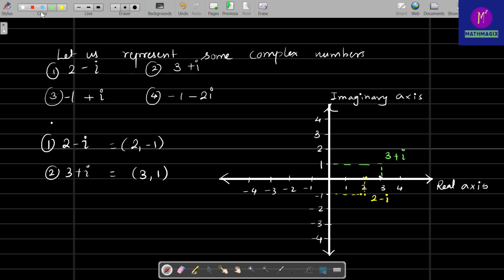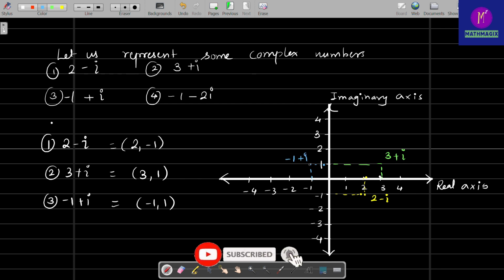Then let us represent another point, that is minus 1 plus i, which is nothing but minus 1 comma 1 in the coordinate form. Let us try to represent this as well. So minus 1 distance on the real axis, that is over here, and plus 1 distance on the imaginary axis, so that will be this. So this is the number which we have, and it is minus 1 plus i. This is the way we can represent it.